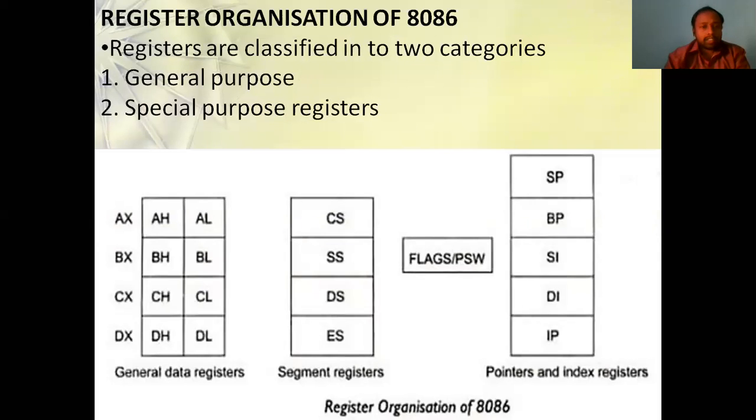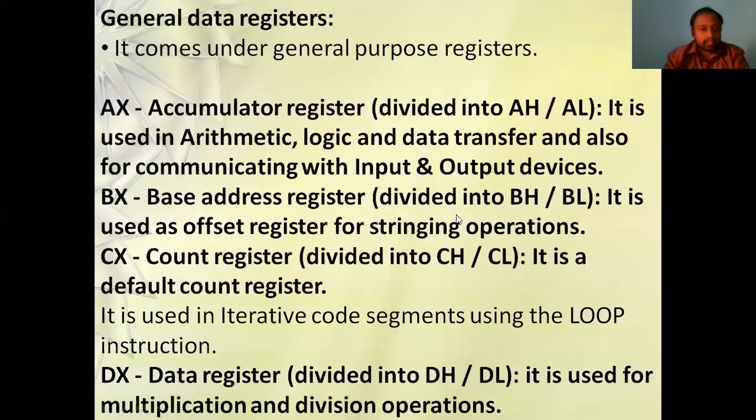As it has a 20-bit address bus, it can address 1 megabyte of physical memory. This is the register organization of 8086, consisting of general purpose data registers, which are 4 registers: AX, BX, CX, and DX. All of these are 16-bit registers. And there are the special function registers: 4 segment registers, 5 index and pointer registers, and 1 flag register.